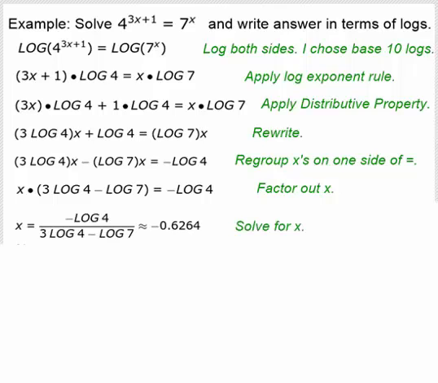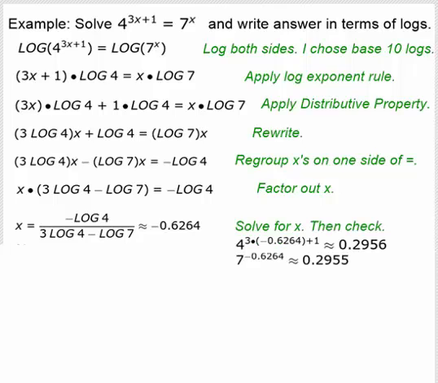And we do that, and we get our answer of x equals negative log of 4 over 3 log of 4 minus log of 7. And now to check this, the easiest way to do it is to find the decimal form of our answer. And in our calculator, we get negative 0.6264, so we plug that answer in for x in our equation.